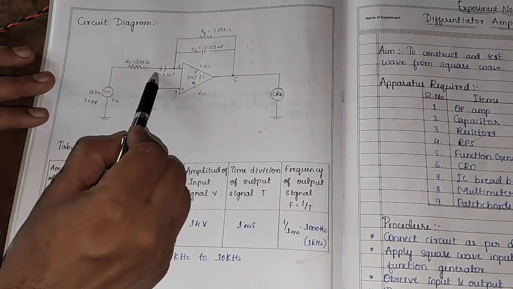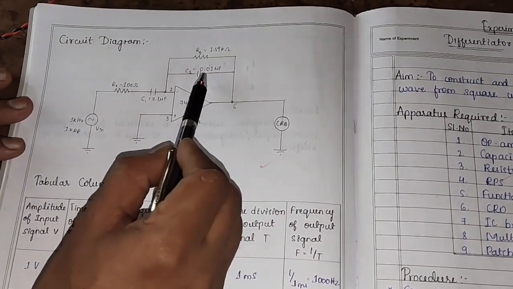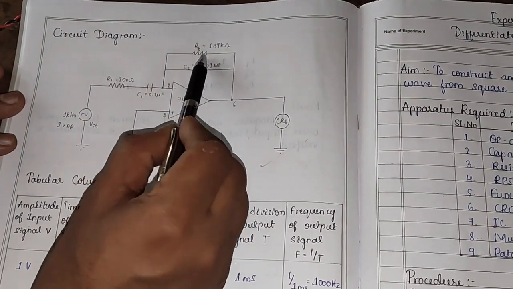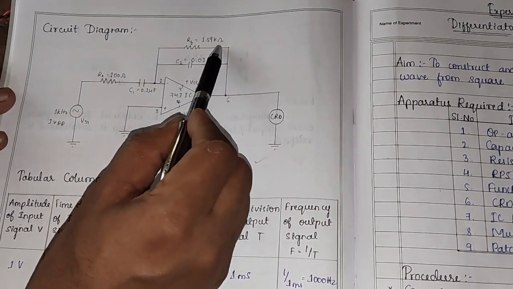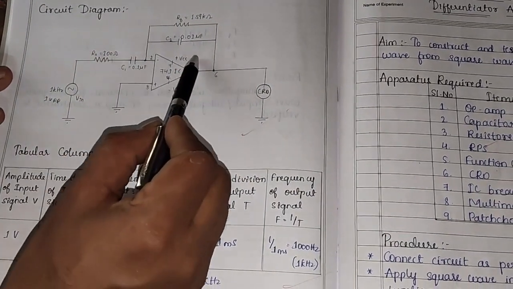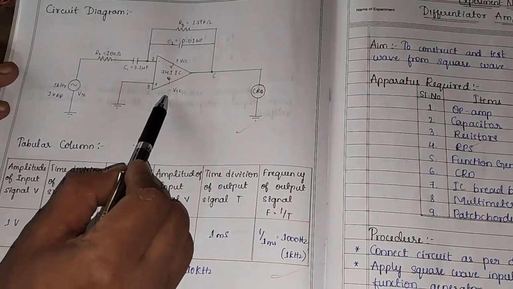It is in series. And in the feedback, we have connected a capacitor. Its value is 0.01 microfarad, and a feedback resistor, and its value is 1.59 kilo ohm. Once we connect the resistors and capacitor in this fashion, this circuit works as a differentiator.